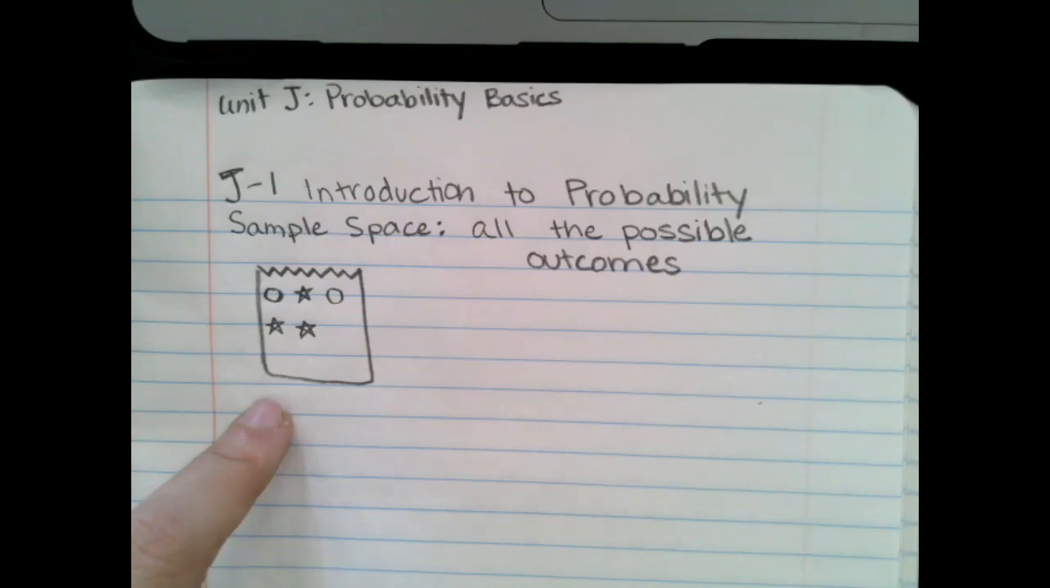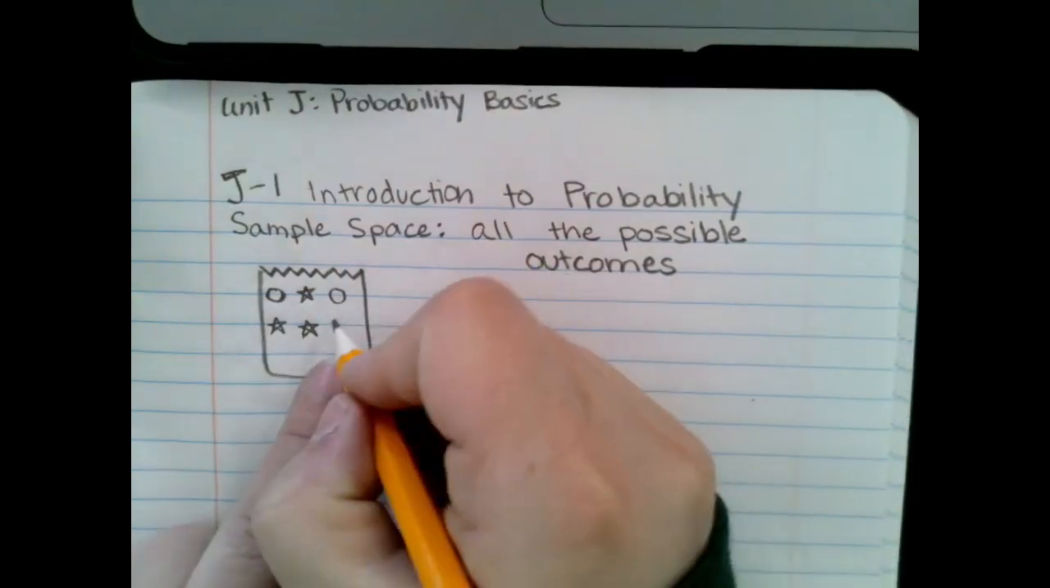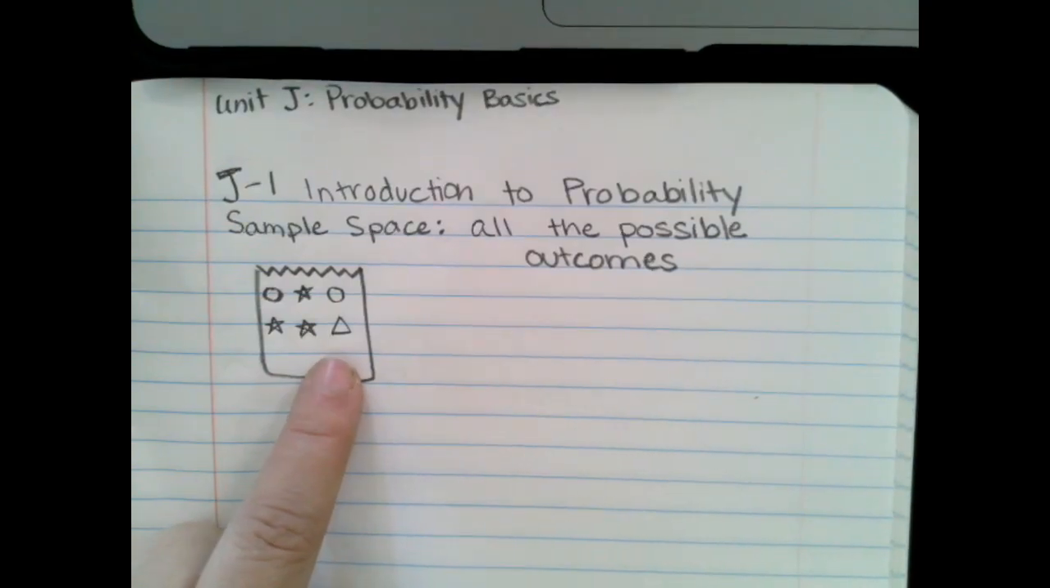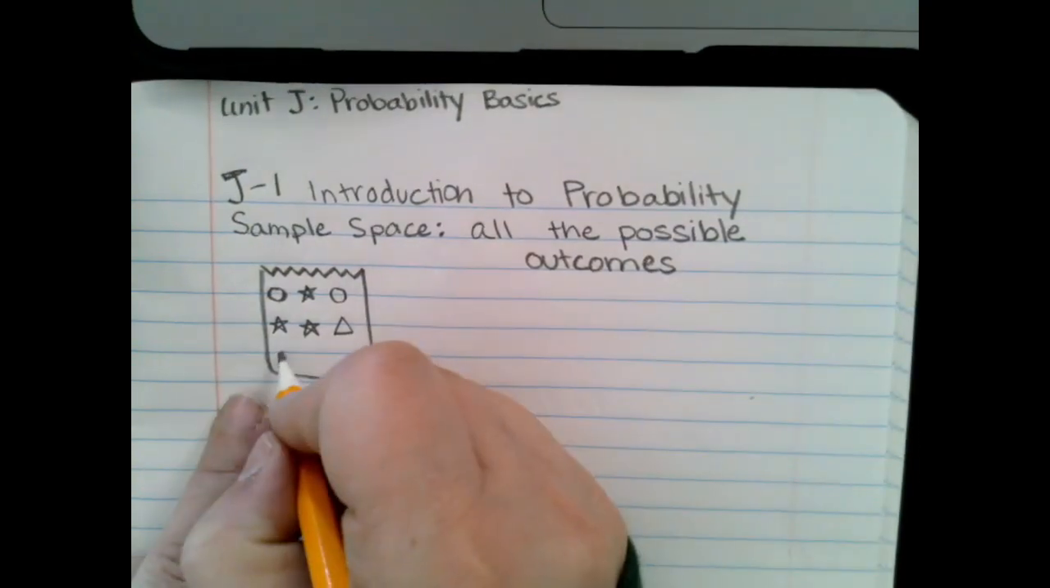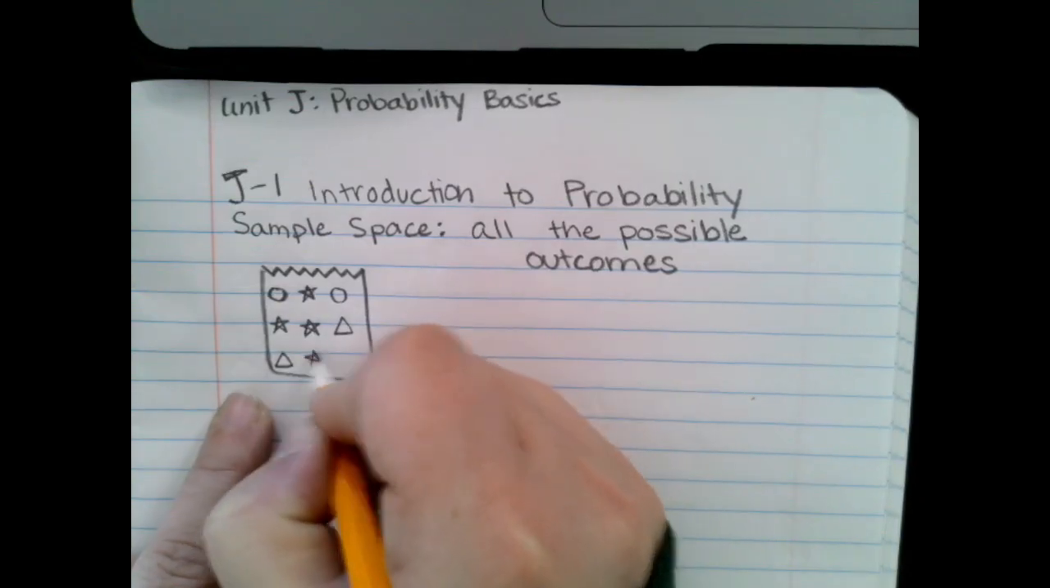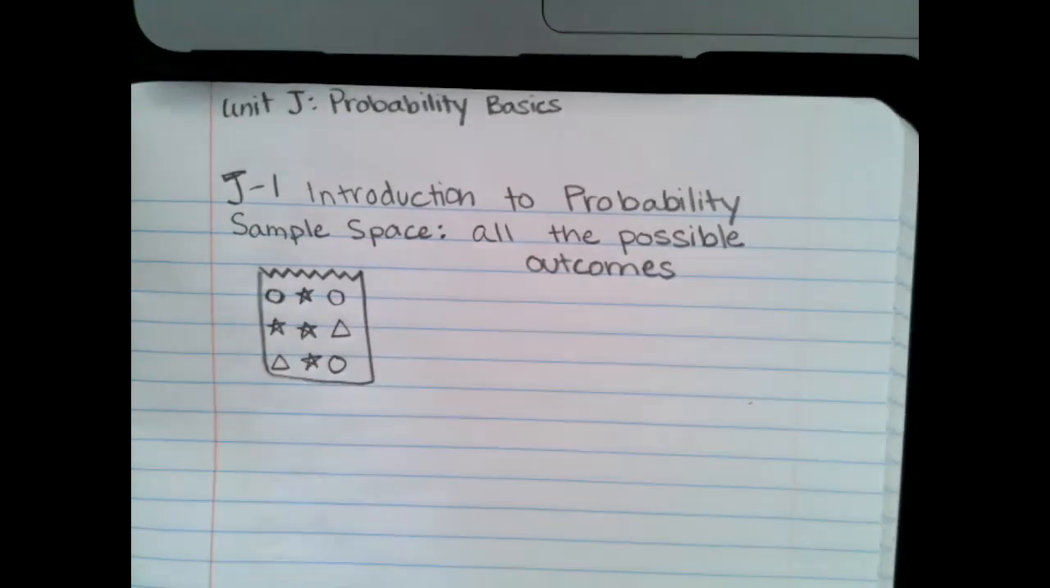Let's do a different shape. What other shape should we use? Triangle. Then we'll do a triangle, one more star, and a circle. Do all three on the bottom.